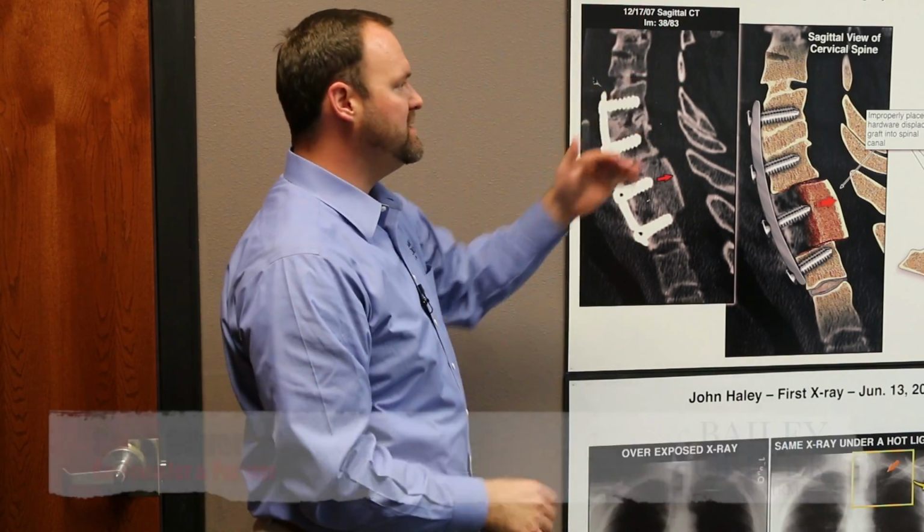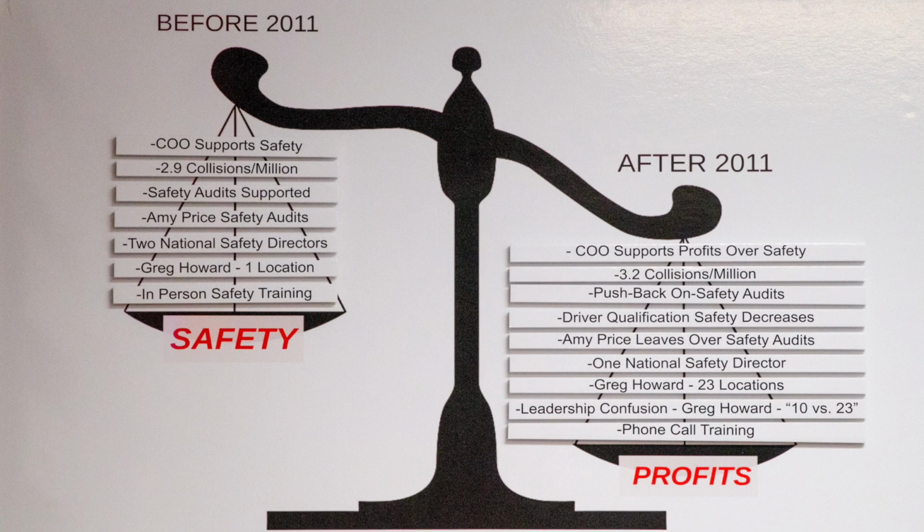If you move down here, you see the scales of justice. What we found out in the investigation is that why this wreck happened is this particular trucking company, before 2011, and you can see we put it visually, they had a COO that supported safety. Their collision rating was lower. They did safety audits. They had 2 national safety directors. They had a safety director at each location, and they did in-person training.